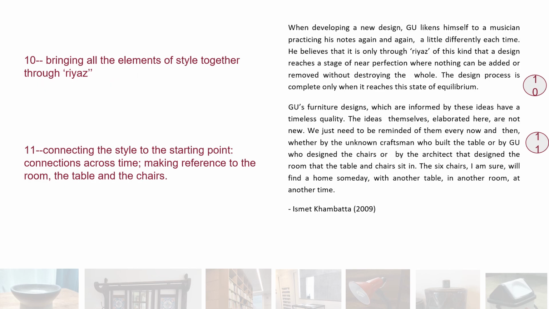The last two paragraphs of the text do two things. They pull together the qualities of GU's style and explain what makes them into a language that he has developed over time, the concept of riyas. And then they remind the reader that we are not here to discuss just GU's design language. We arrived at this point because we raised a question about what held the chairs, the table, and the room together. What was that timeless quality that allowed them to appear so similar?